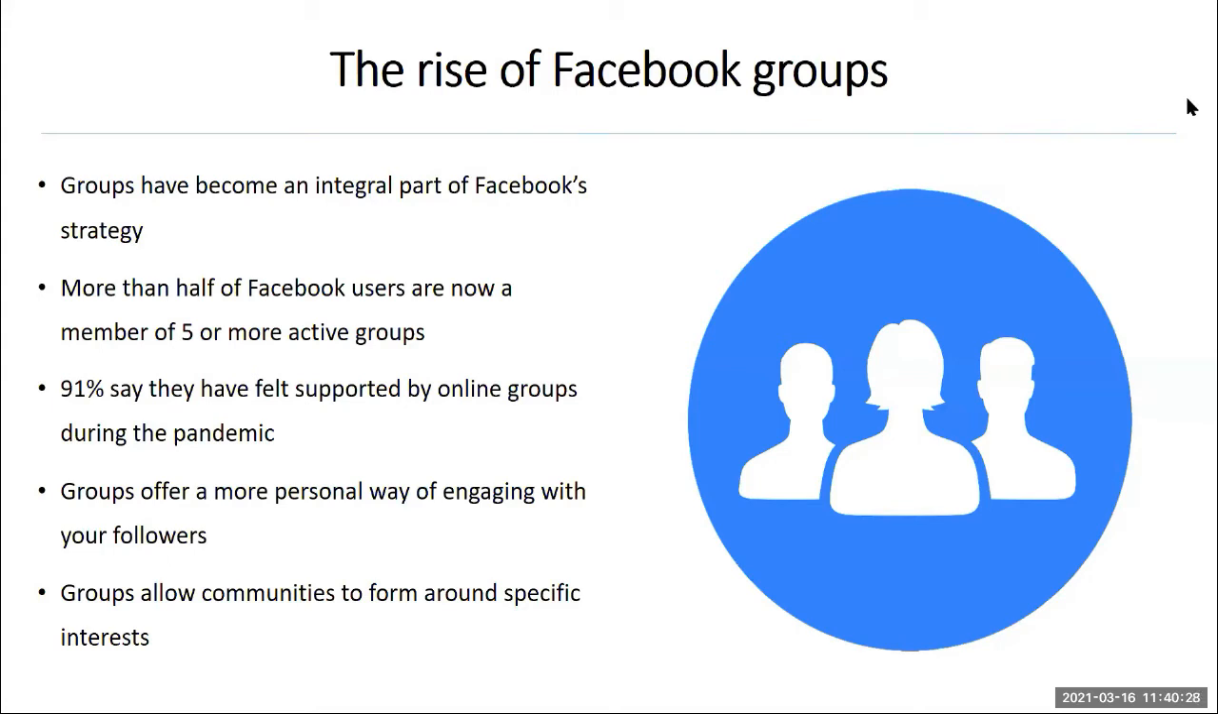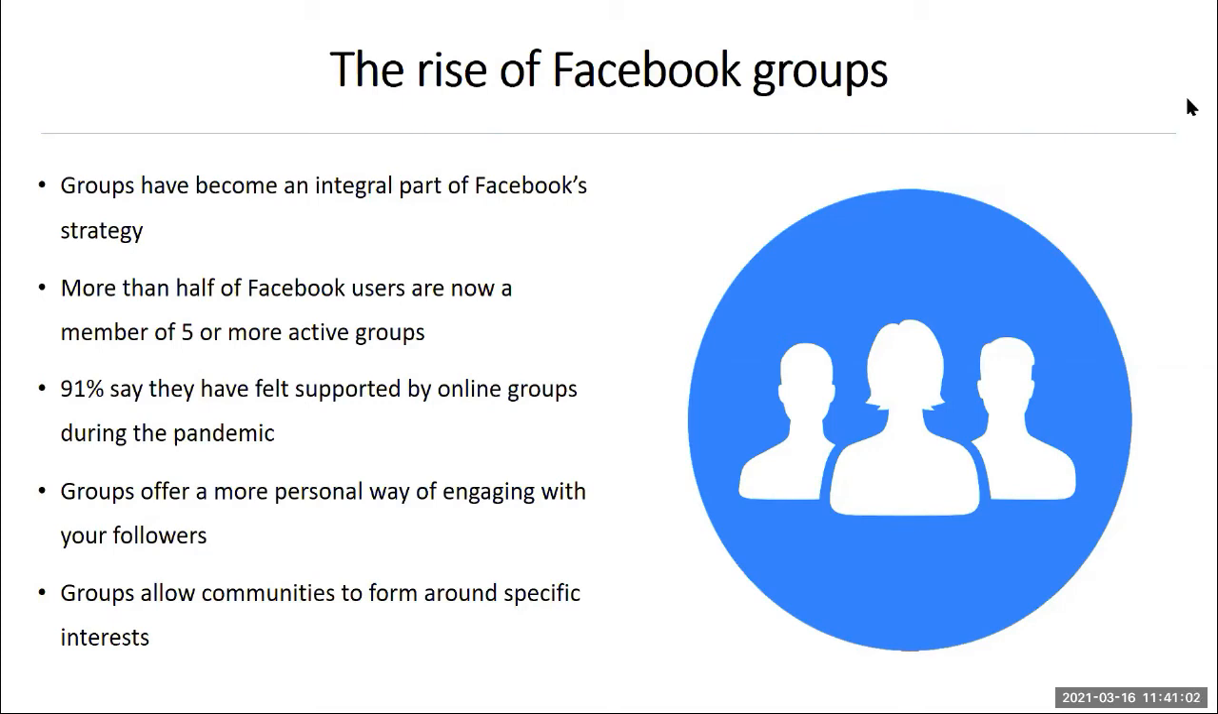They've provided a real safe haven for people to stay connected around issues such as health, such as fundraising challenges. That's something we've seen at Prostate Cancer UK. And they are definitely something that Facebook are going to be focusing on more and more as they move away from the news feed and the newsy element of Facebook, and more onto personal relationships and smaller groups. And I think groups are great because they do offer you a way of engaging with your followers in a more personal way.